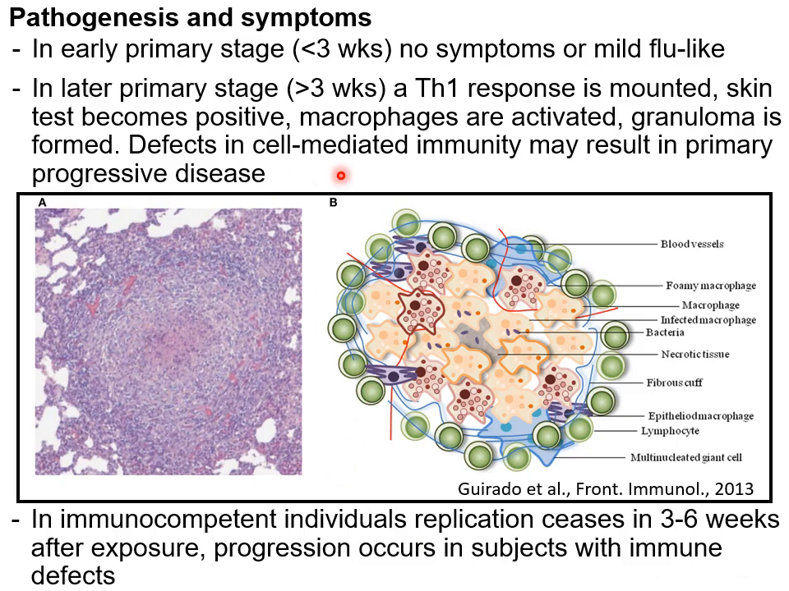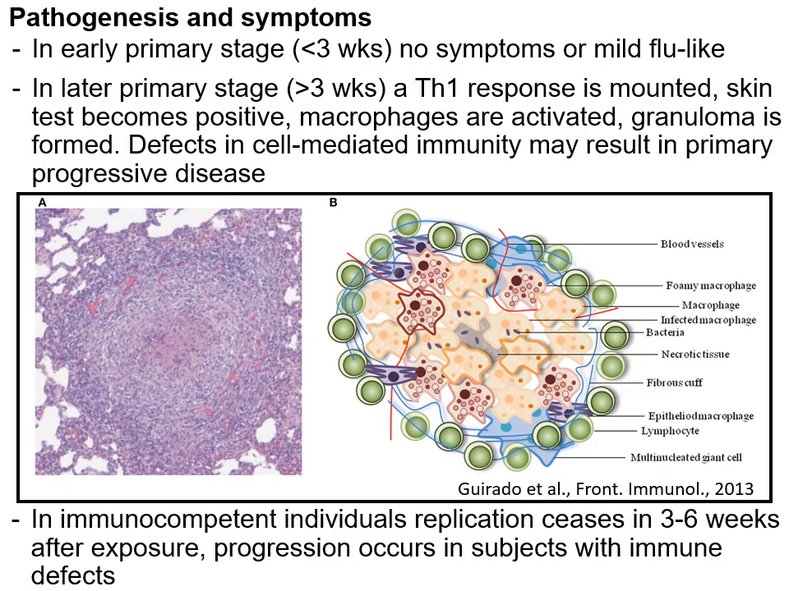And compare that to this cartoon, which shows you the constituents, including the presence of these lymphocytes as well as macrophages. Some of them are infected, and so we have replication of the organism there, and we have some necrotic tissue as well within this granuloma. Again, to reiterate, you need the Th1 response in order to contain the infection. So the skin test becomes positive at this stage.